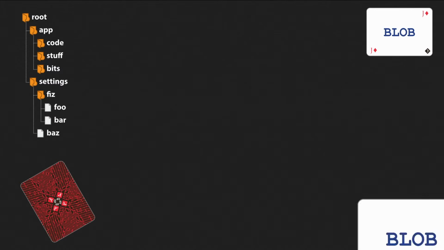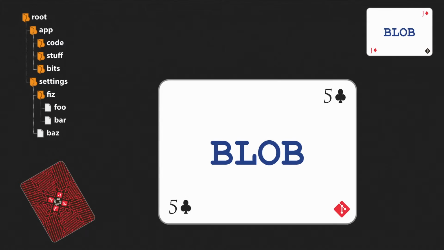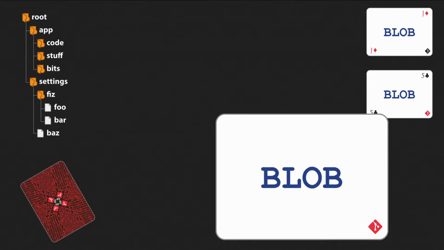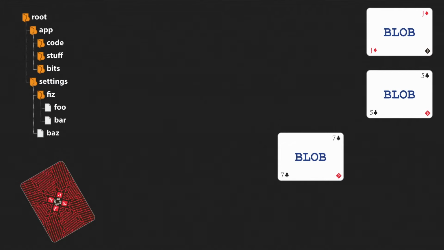Now we'll take the bar blob, hash it to the 5 of clubs, and set it aside. Baz will be treated in the same way, hashing to the 7 of clubs. Right now, we've got data ready to go into a repo, but nothing to indicate how it all fits together, so we're going to need to create a tree object.